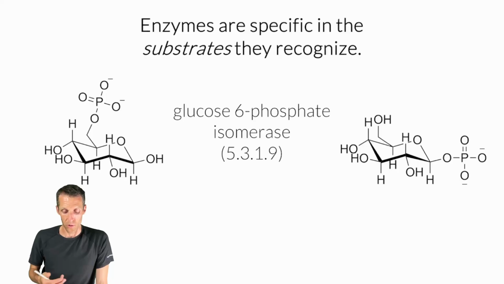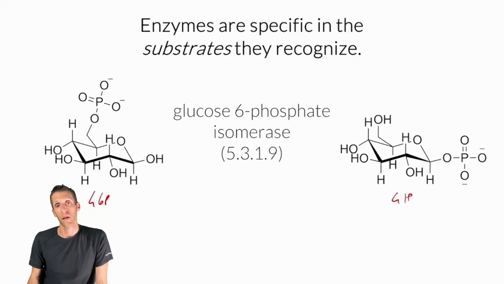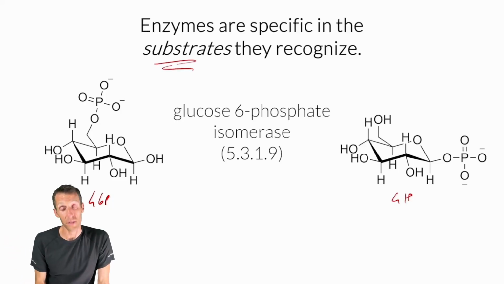So for example, here's glucose 6-phosphate isomerase. It catalyzes this particular reaction using this particular sugar. But a closely related sugar is one that it just won't be able to recognize, right? So it can take glucose 6-phosphate and make glucose 1-phosphate. But if you give it a closely related sugar like galactose 6-phosphate, it just can't recognize it at all. So they're specific in what substrates they recognize.